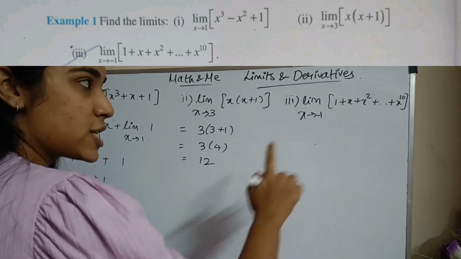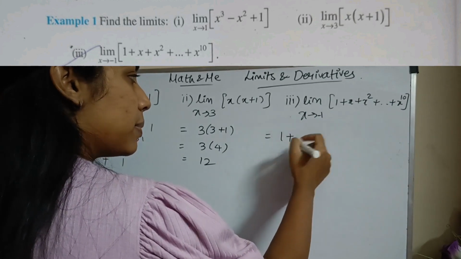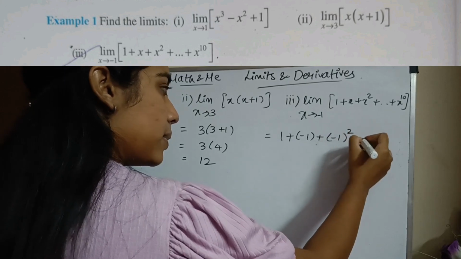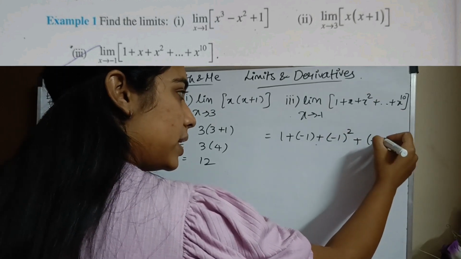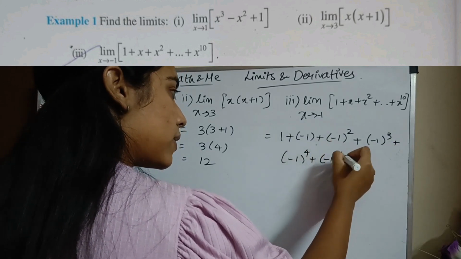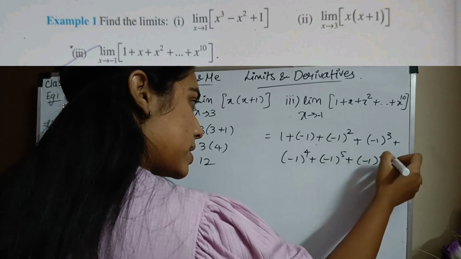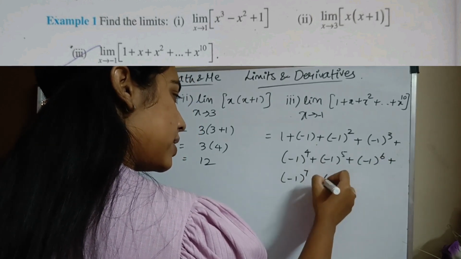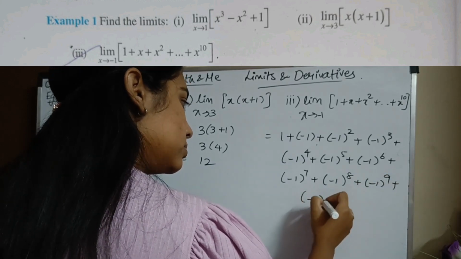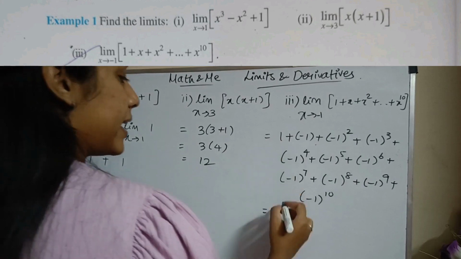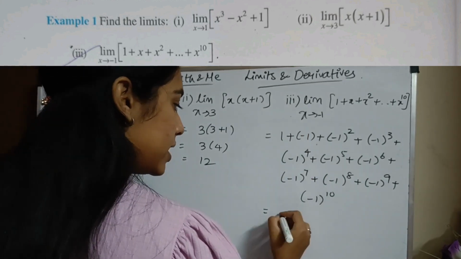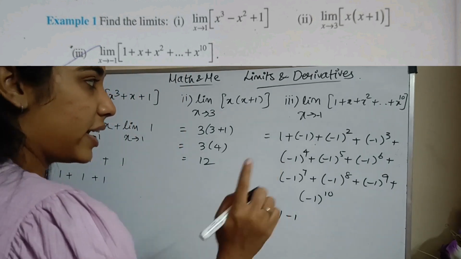Next question, what do I have? X tends to minus 1 of this term. So what will it be? 1 plus x, the value is minus 1, plus x square, plus, and it goes on. So x cube, what will it be? Minus 1 the whole cube, plus minus 1 the whole power 4, plus minus 1 the whole power 5, plus minus 1 the whole power 6, plus minus 1 the whole power 7, 8, 9 and 10. So what will it be? I have 1 plus minus 1. So it will become 1 minus 1. It becomes a 0, but I'll write down the terms first.